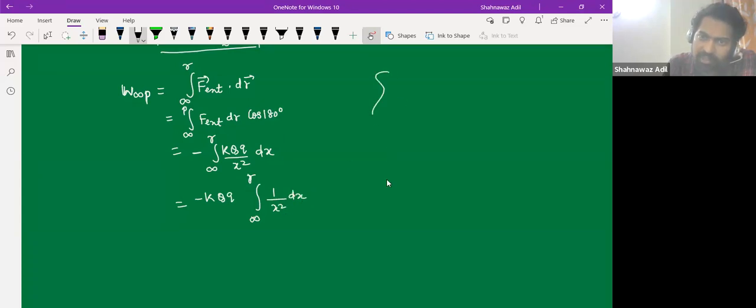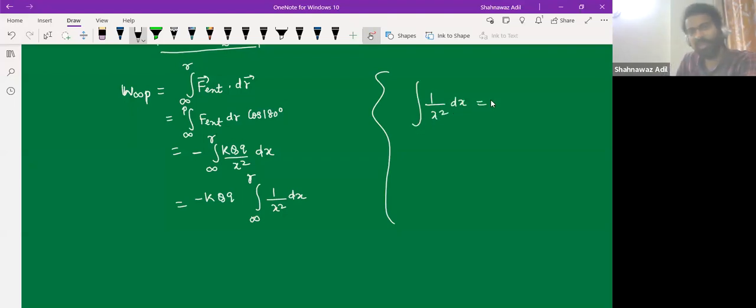So what is this integral? You guys tell me. Guys, tell me. What would be this integral?